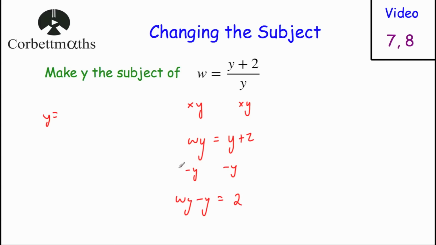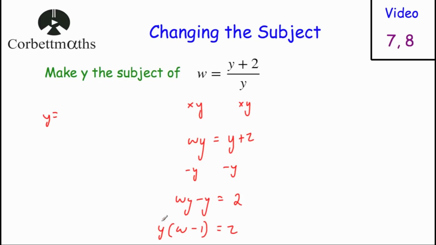Now we want to make y the subject. Now we've got wy minus y. We can actually factorize this because they both have y's in them. So we can write y and then brackets, and we can factorize this by dividing both of these by y. So wy divided by y would just leave us with w. And then we've got minus, and y divided by y is 1. So if we were to factorize wy minus y, taking the y out, we'd be left with y bracket w minus 1. And that equals 2.